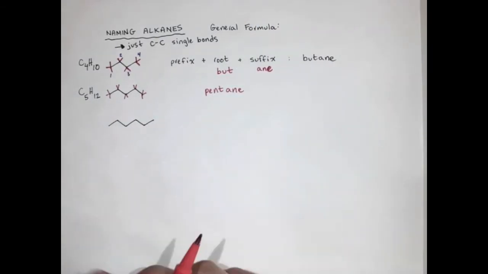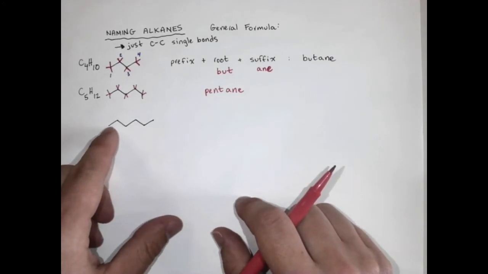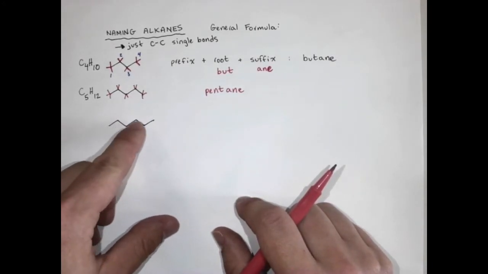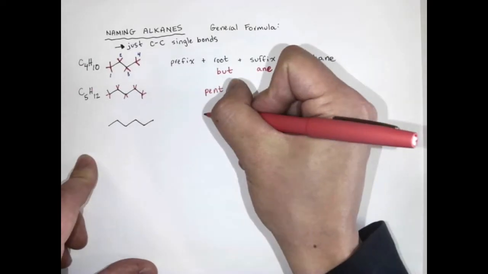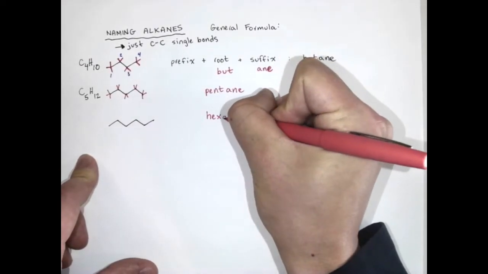Great, and let's just do the last one. My last one, how many carbons do I have in the chain? I have 1, 2, 3, 4, 5, 6. So that gives it the root of hex.